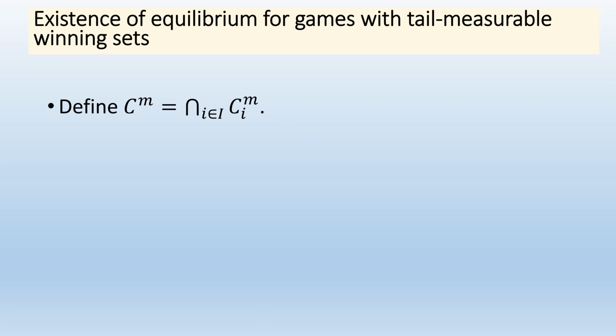I think it's not accurate. What I mean is this: the set of plays such that when you look at the first m periods, there is some continuation of this first m period that is still in Ci. Okay.